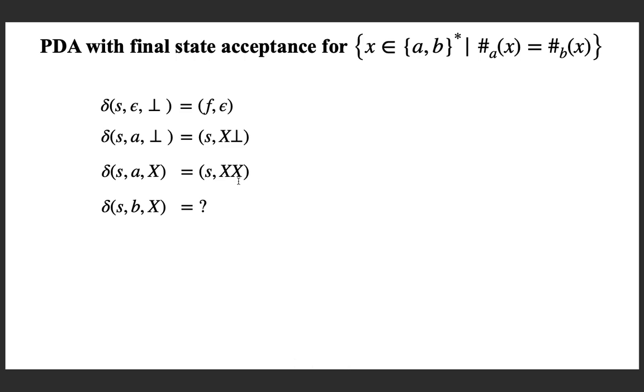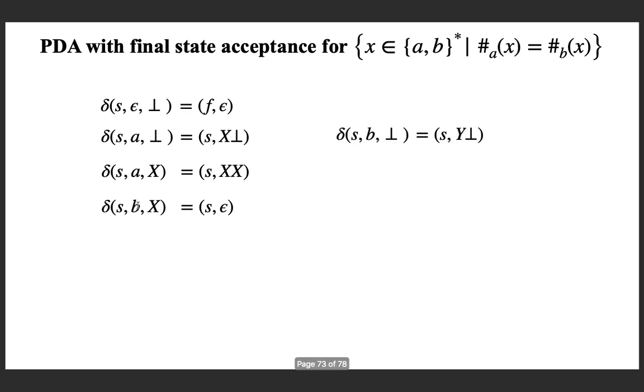And now this is a more interesting case. Suppose you are getting a b while X is on the top of stack. What can you do? You know that this X is representing a small a. So you can just take it out, because you just want to make sure that the number of a's and b's are the same. So previously there was an a, and you cancelled that occurrence with this occurrence of b. That is what you did.